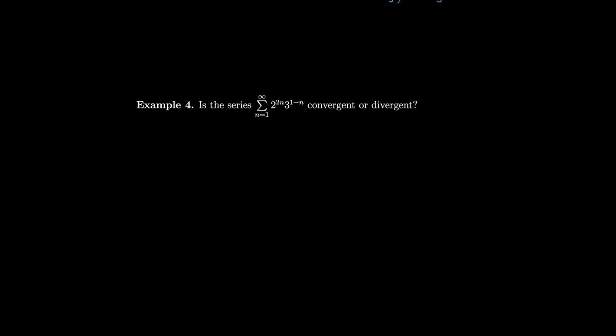Okay, let's take a look at this series. 2 to the 2n, 3 to the 1 minus n. Is it convergent or divergent? Well, how about we try to rewrite it as a geometric series and see if we can. We've got 2 to the 2n times 3 to the 1 minus n, and that's equal to the sum of 2 squared to the n. Trying to write everything with just 1n. And this will be 3 to the minus n minus 1.